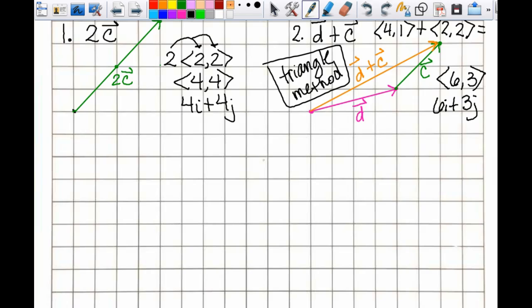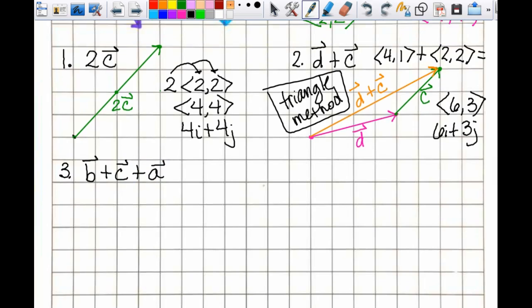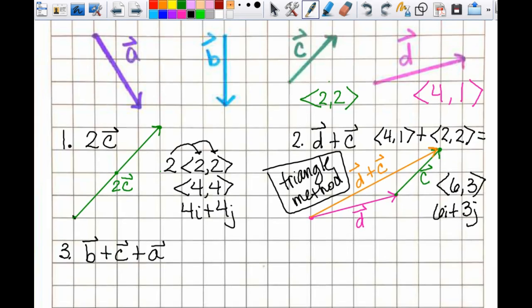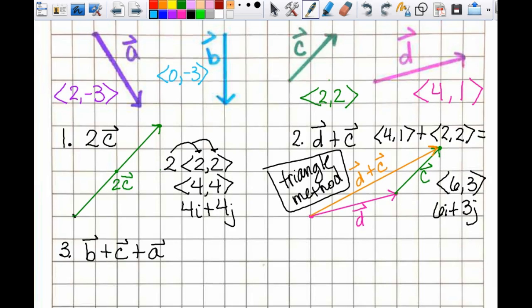So now for number 3, we are going to add B plus C plus A. I think we haven't looked at A and B yet. So the component form of A is what? 2, negative 3, good. And for B, 0, negative 3. Okay, everybody okay with that? We understand how to find those pretty easily. I'm just making sure we're all on the same page here.